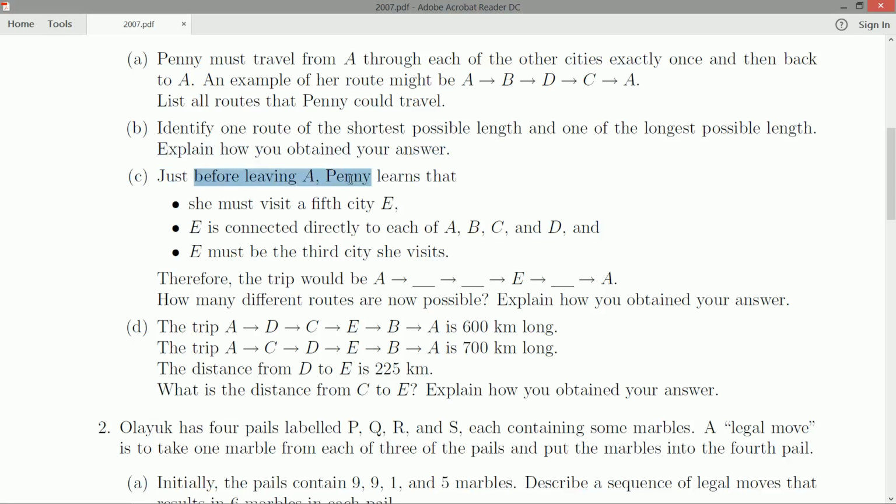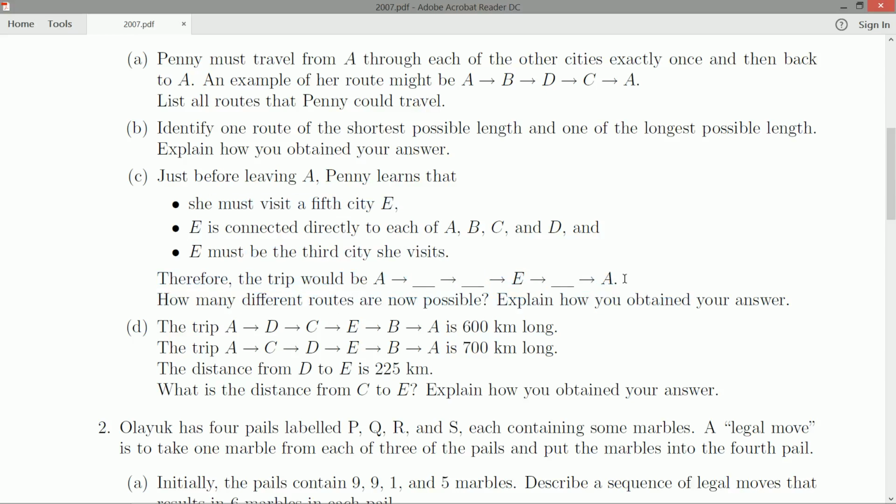C part. Just before leaving A, Penny learns that, well, I was right in my earlier prediction. There are going to be more cities here, an E, an F, that sort of stuff. So for C part, she must visit a 5th city, E. E is connected to each of A, B, C, D, and E must be the 3rd city she visits. Maybe she's going to a trade show. Therefore, the trip would be A blank blank E blank A.